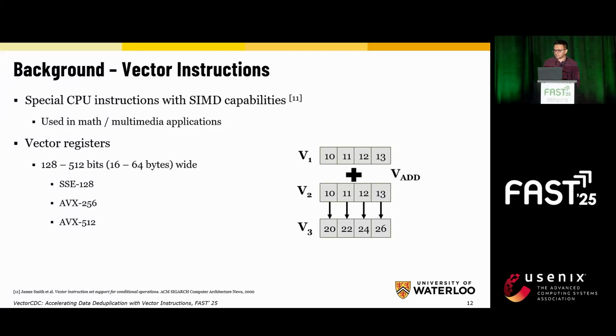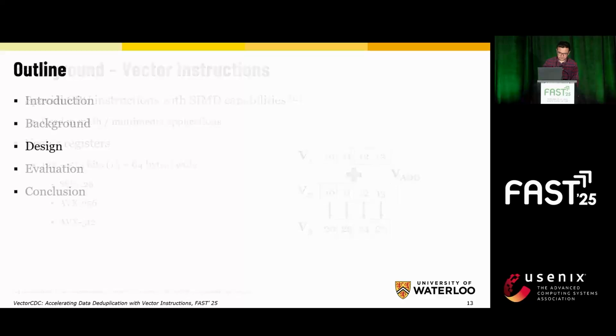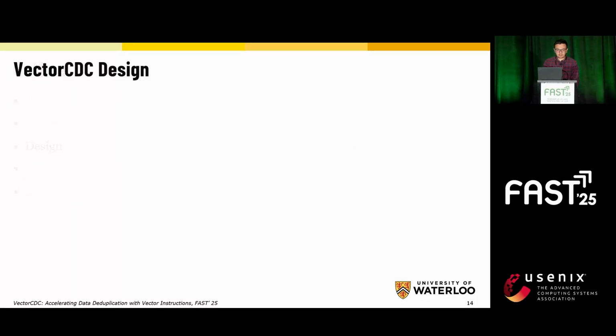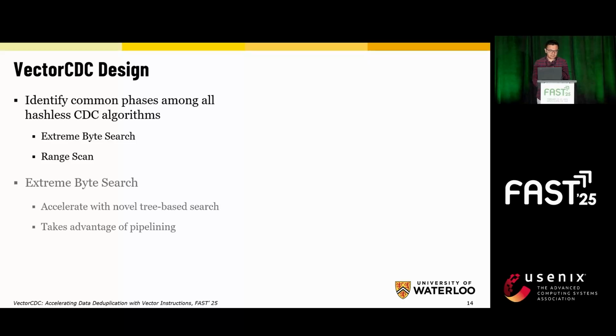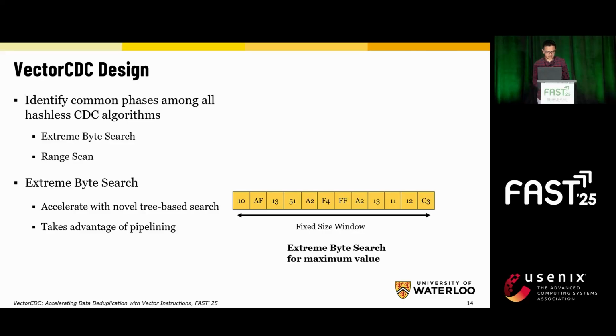So how do we use these to build VectorCDC? Here's a look at our design. In VectorCDC, we identify 2 common phases among all hashless CDC algorithms. The first is the extreme byte search phase, and the second is the range scan phase. In the extreme byte search phase, you're basically looking for an extreme byte in a data region. An extreme byte can be a maximum or a minimum value.